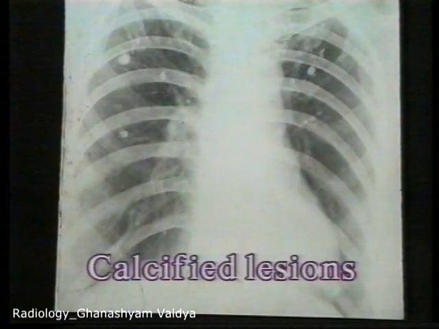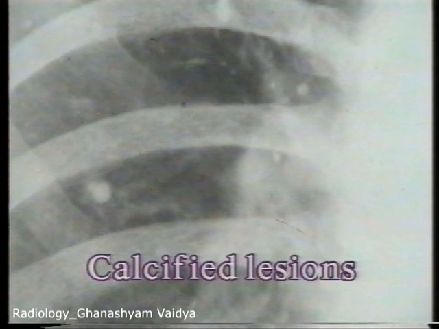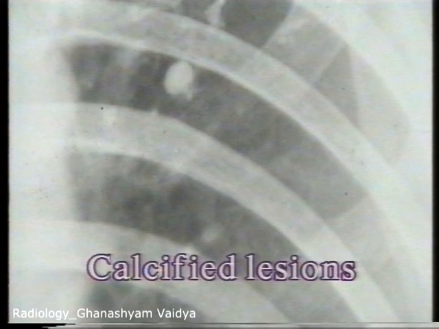Healing in tuberculosis occurs by fibrosis and calcification. So healed lesions leave their marks in the form of fibrosis or calcified spots. This X-ray shows calcifications in both lungs. Note the density of these lesions. They are denser than the bones. These are calcifications in old tuberculous lesions.